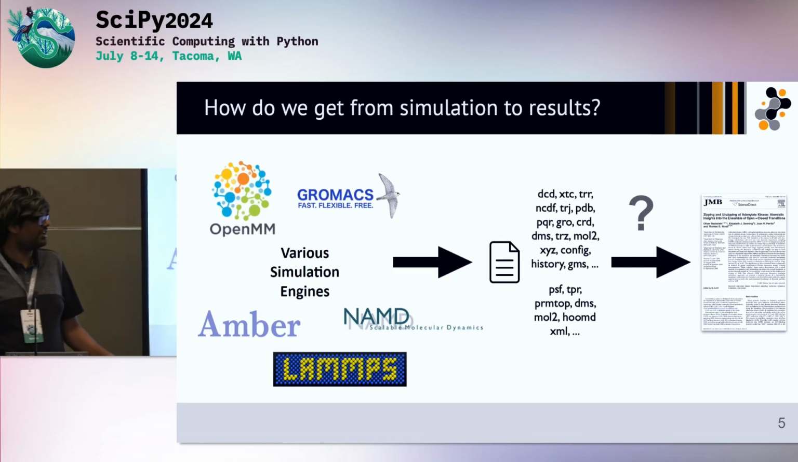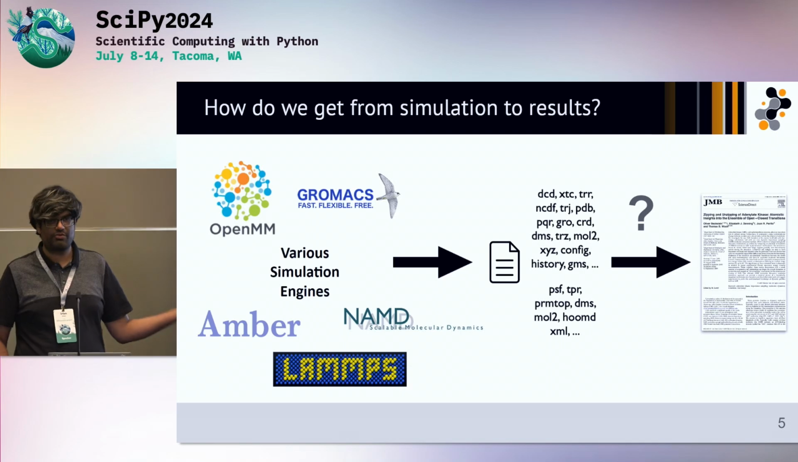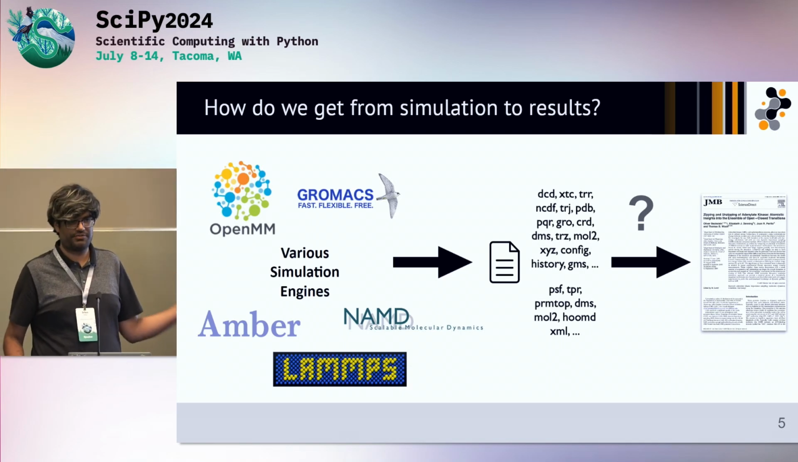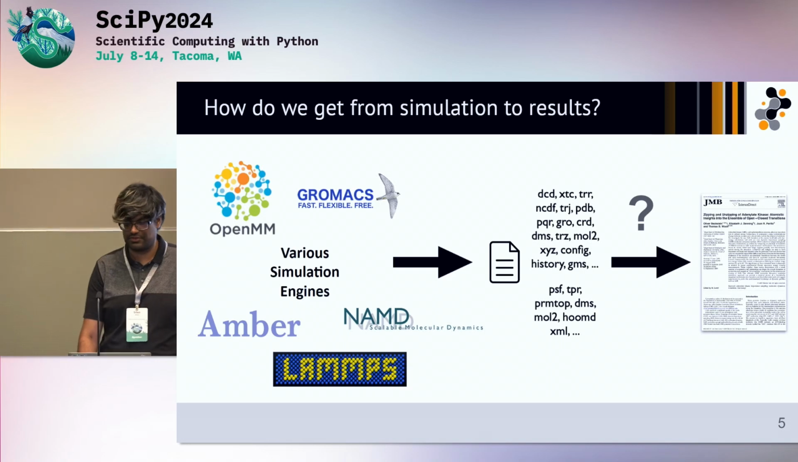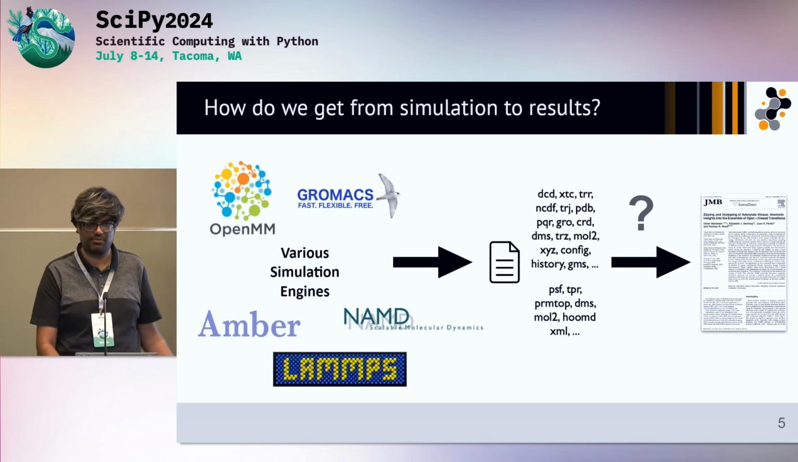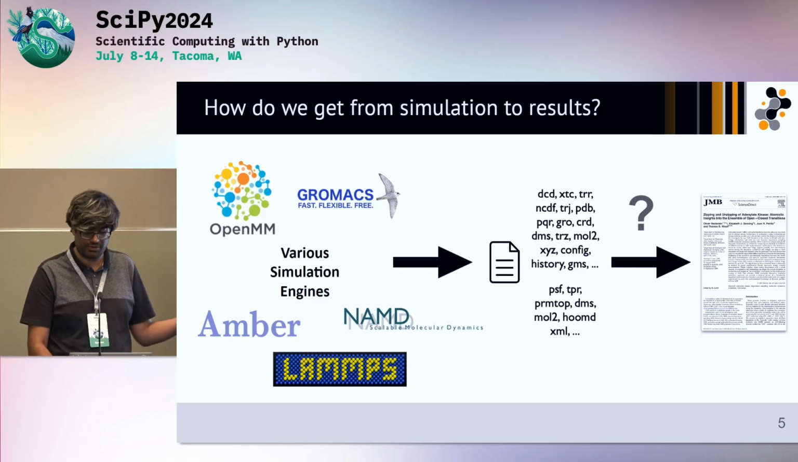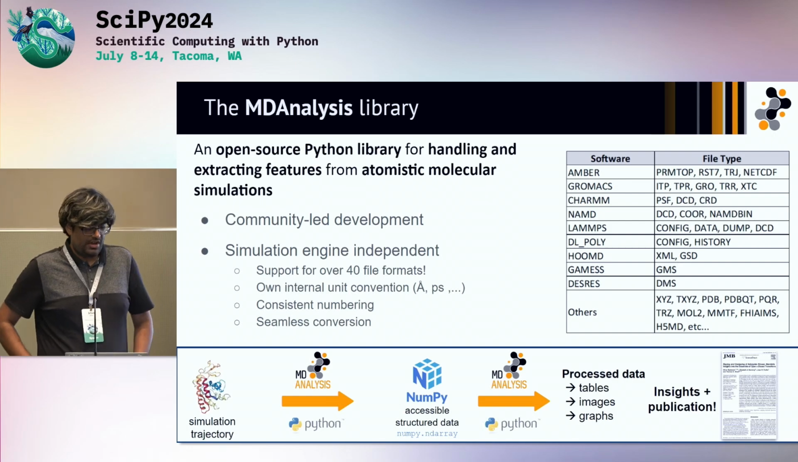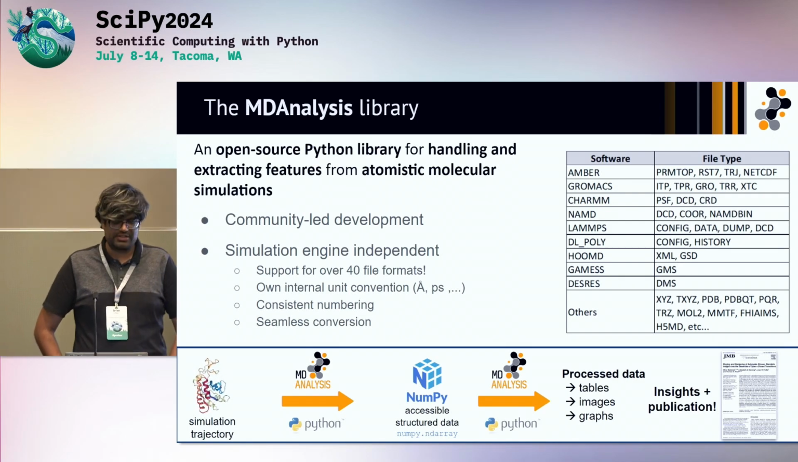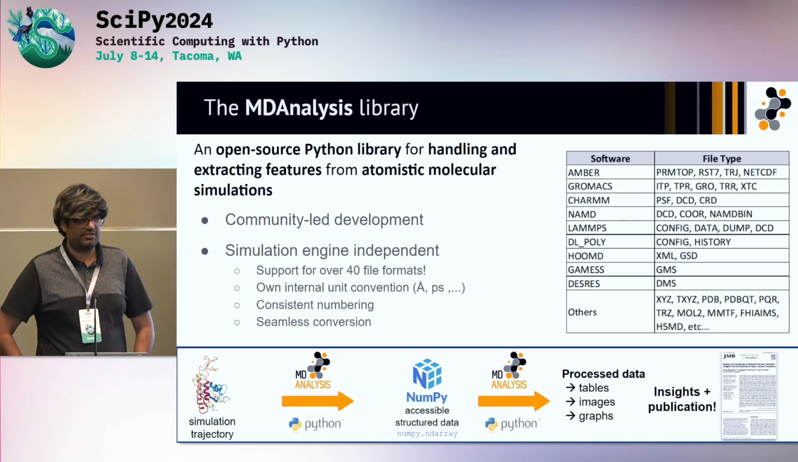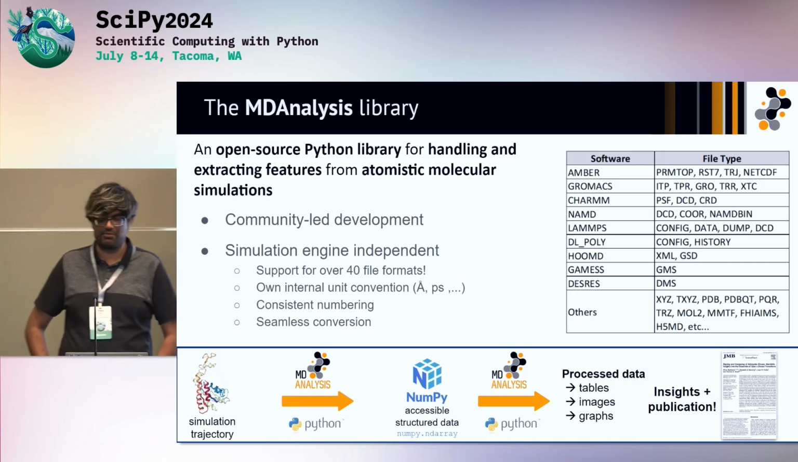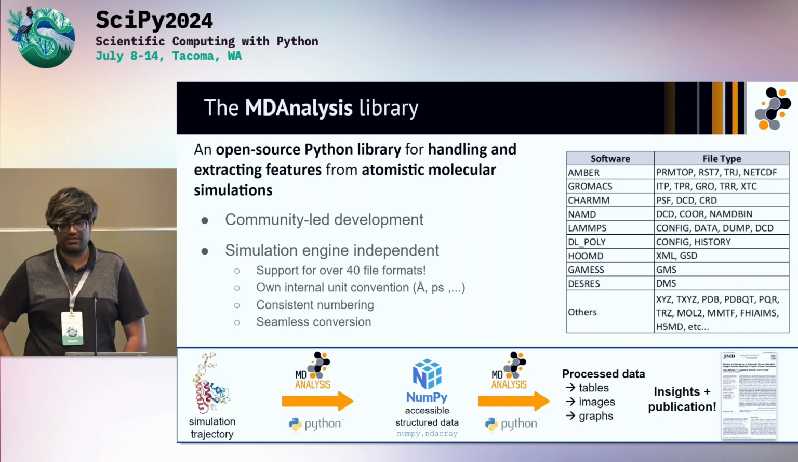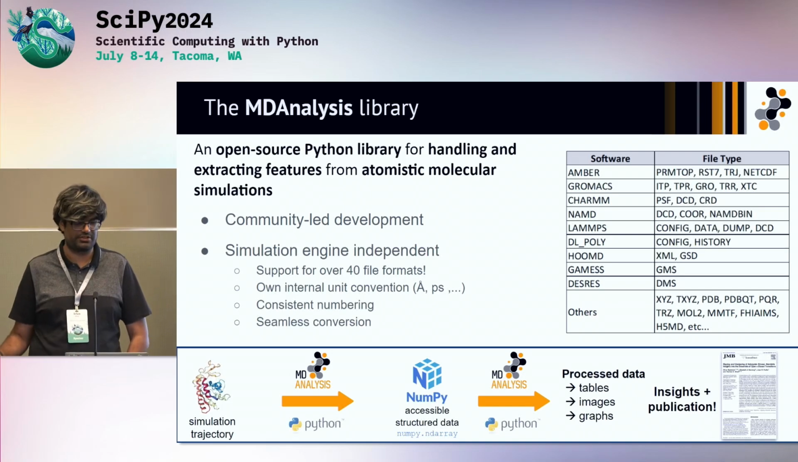MDAnalysis essentially tries to cover the question mark: how do I get from a series of trajectories that I've produced to a set of features that I want to use to inspect and describe my system? MDAnalysis has been around for a while, about 17 years old. I think 2006 when we started. It's an open source Python library for handling and extracting features from atomistic molecular simulations.